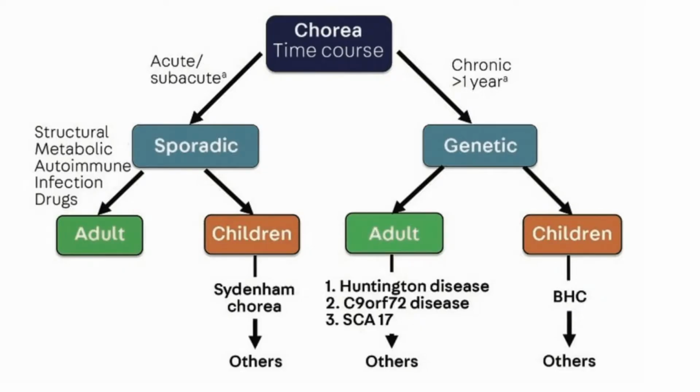So chorea, according to time course, can be classified as acute or chronic. When it is more than 1 year, it is taken as chronic. Mostly these are genetic causes. In adults, the most common genetic cause would be Huntington's disease, while in children, the most common genetic cause is benign hereditary chorea. The chorea can also be acute or subacute. It is mostly sporadic in nature. Acute chorea seen in adults is usually structural, metabolic, autoimmune, infectious, or associated with drugs. While acute or subacute chorea in children would be Sydenham's chorea.